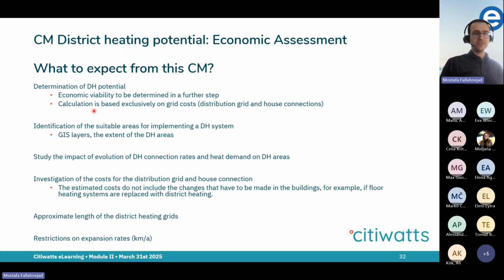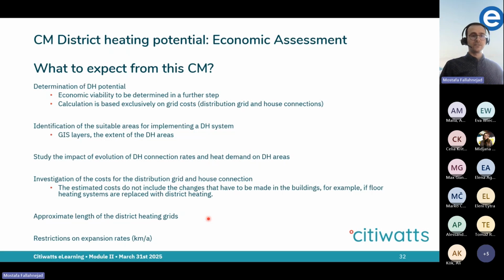Outputs are GIS layers. They show the extent of district heating areas. It is possible to see and study the impact of the evolution of district heating connection rates and heat demands. You can also investigate the cost of the distribution grid and house connections, or so-called service pipes.